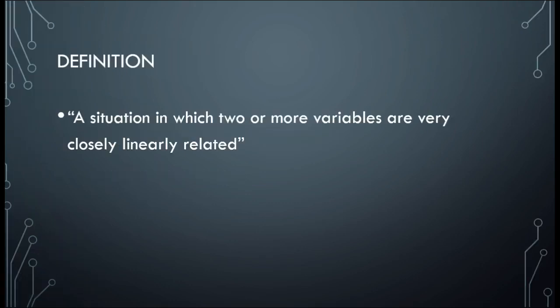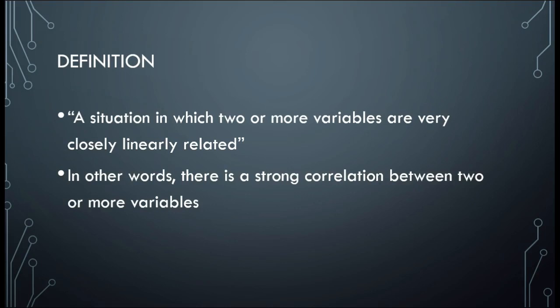So what is the definition of multicollinearity? It's a situation where two or more variables are very closely linearly related. You can look at this as there is a strong correlation between two or more variables, and we know how to do this, how to look at a correlation between two variables from chapter 9. You can run a Pearson's correlation if the two variables are continuous. And this way you can tell if there is a strong correlation between two variables or not.